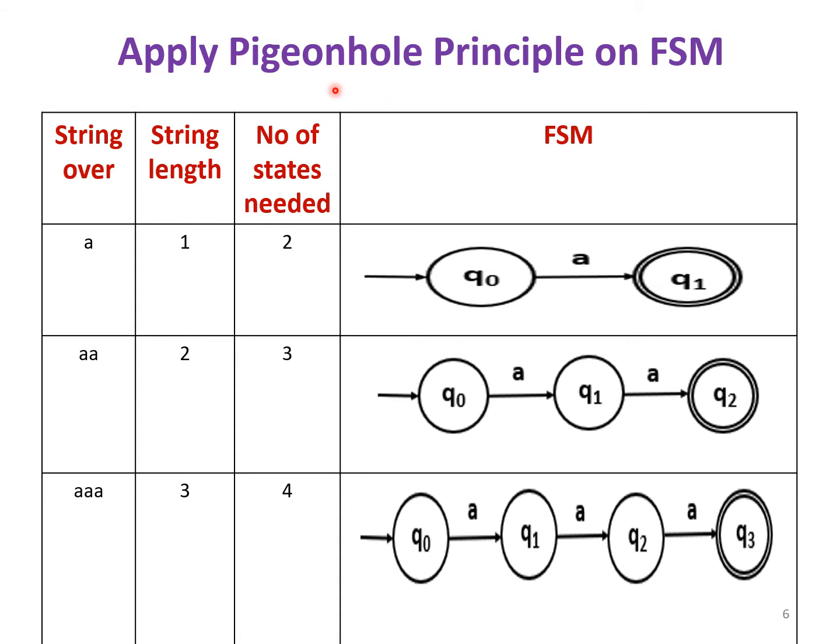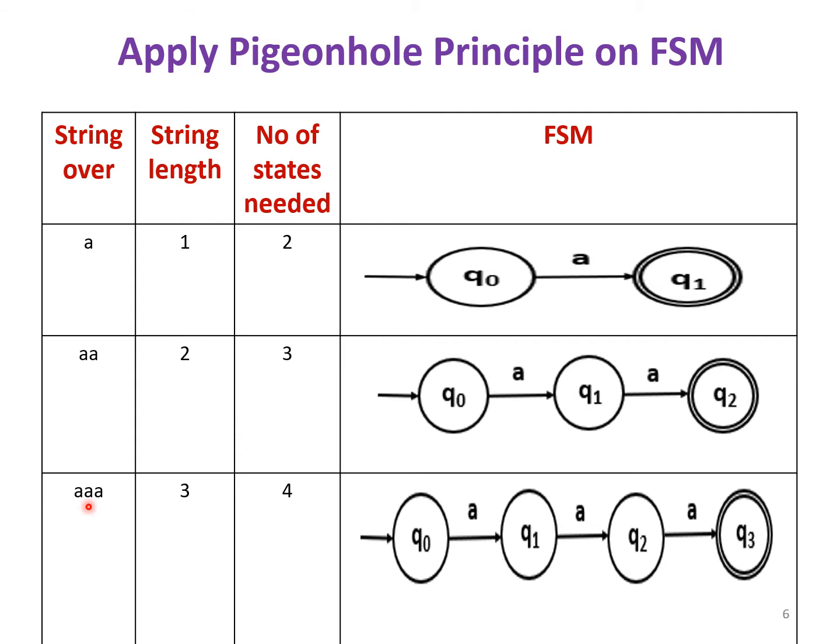So let's see how this pigeonhole principle is applied to finite state machines. Suppose the string is a single A. The string length is 1. To represent this string, the number of states needed in the finite state machine is an initial state Q0 with a transition labeled A going to a final state Q1. So the total number of states needed is 2. Next, for a string of length 2, that is AA, the number of states needed is 3.